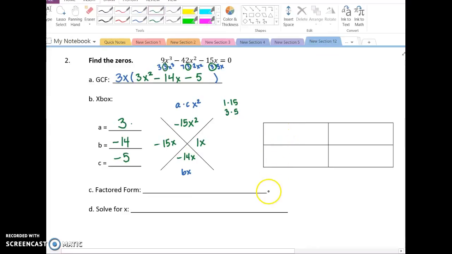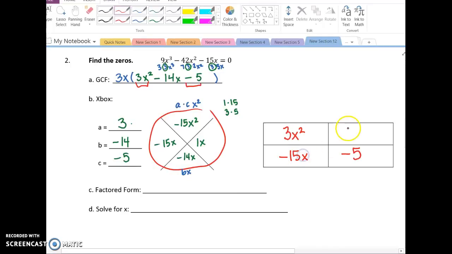Okay. Then when we go to the box, that's a whole other idea. So we are going to use 3x squared in the upper left-hand corner. And we're going to use negative 5 in the lower right-hand corner. And then the reason we use the x is so that we can decide where the x's go. Doesn't matter where you put them, but one of them will be a negative 15x, and the other one will be a 1x.